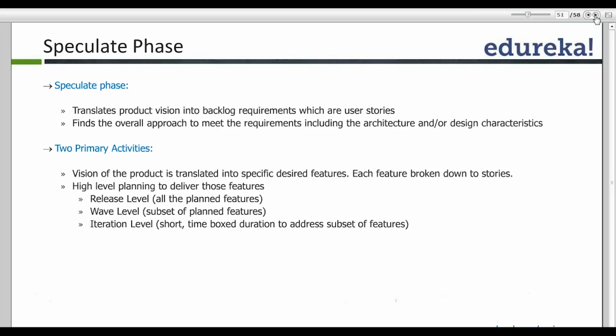A release level planning. A release consists of multiple iterations. Remember this, one release will have multiple iterations or sprints. In some organizations, between release and iteration, they also have what is called a wave. So we do a release planning, we do a wave planning, and we do an iteration planning. These are the three levels of planning which we do as a part of the speculate phase in the project.